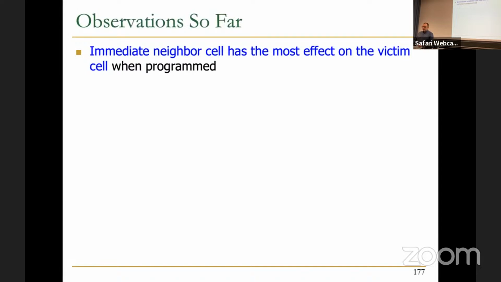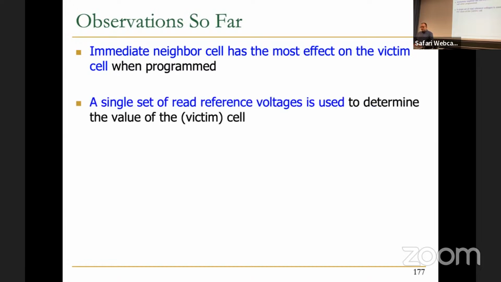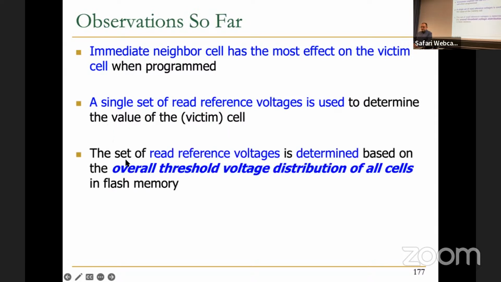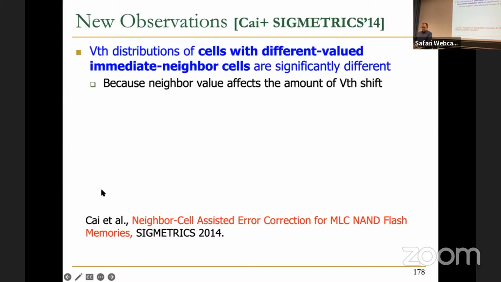We know that the immediate neighbor cell has the most effect on the victim cell when programmed. We showed that, right? And we know that a single set of read reference voltages is used to determine the value of the victim cell. The set of read reference voltages is determined based on the overall threshold voltage distribution of all cells in flash memory. So when we want to get the optimum reference voltage, we set it based on the overall threshold voltage distribution of all cells. But we want to now do it in a more fine-grained way.